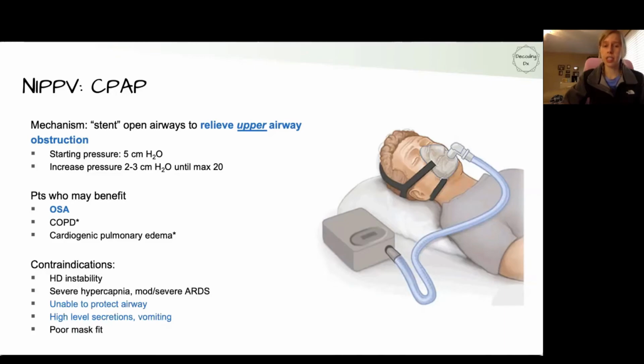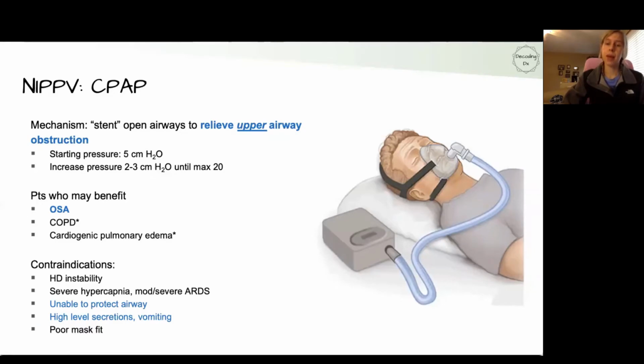Key contraindications to CPAP include hemodynamic instability and anything that might threaten their ability to protect their airway. This is critically important if the patient has trouble clearing secretions or if they may have nausea or vomiting. Because if the patient isn't able to pull their own mask off in the event that they need to protect their airways, that means that we cannot put the mask on in the first place.